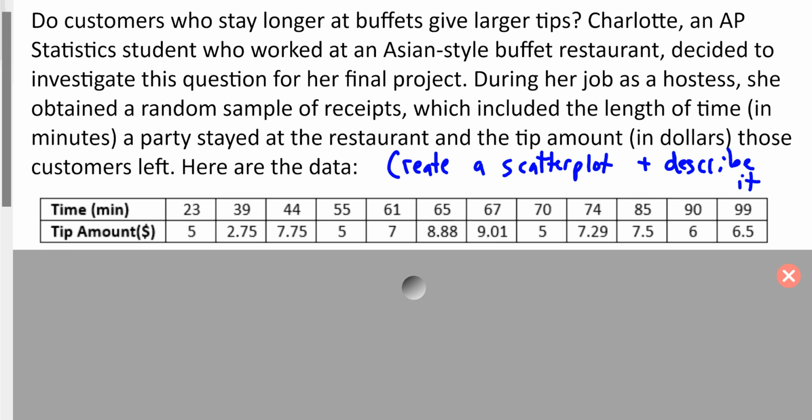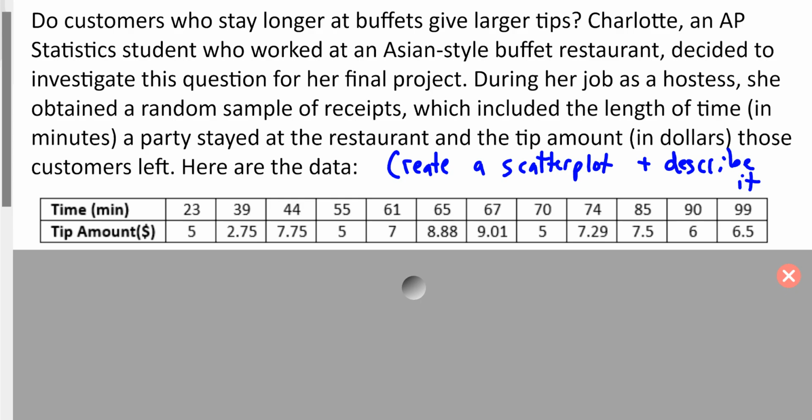So, do customers who stay longer at buffets give larger tips? I mean, do people tip at buffets that often anyway? We'll see. Charlotte, an AP Stats student who worked at an Asian-style buffet restaurant, decided to investigate this question for her final project. During her job as a hostess, she obtained a random sample of receipts, which included the length of time in minutes that a party stayed at the restaurant and the tip amount.